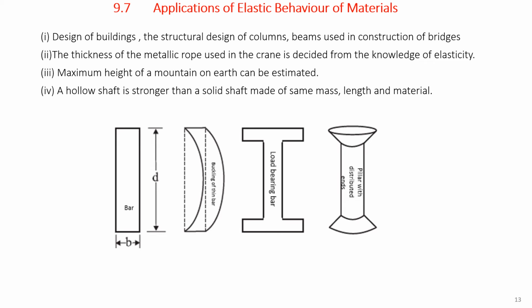The fourth example is design of a hollow shaft which is much stronger than a solid shaft made of the same mass, length and material. This is also done using the knowledge of elastic behavior of materials. Now, having the basic knowledge of the elastic behavior of materials, we will work out some examples.